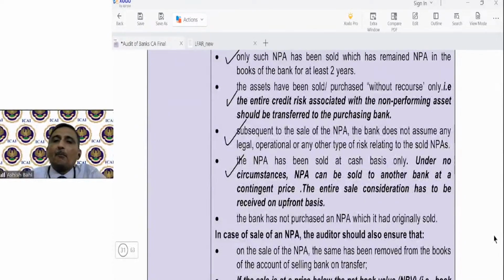And the bank has not purchased an NPA which it had originally sold. It might so happen that a bank had sold some NPA account and it might again repurchase it. That can't happen. It is against the norms. So, clear, guys?